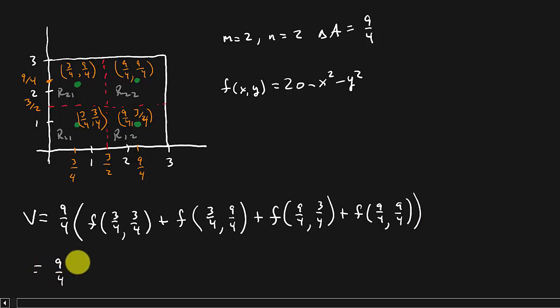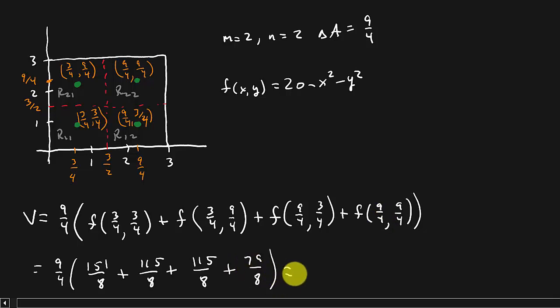All right. And so that's going to give me 9/4 times, and then when I plug this in for x and y, that's 151/8 plus, and then the next point, that is 115/8 plus, and then I plug in the next point, 115/8 plus, and then I plug this point in, that's going to be 79/8. And when you punch all that in, you get 1035/8, which is 129.375.